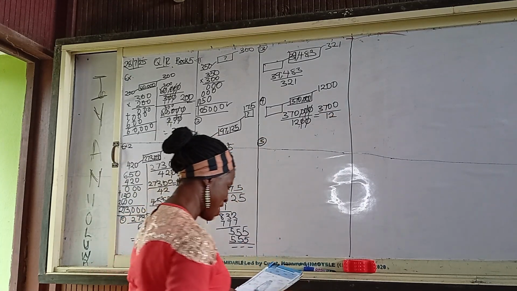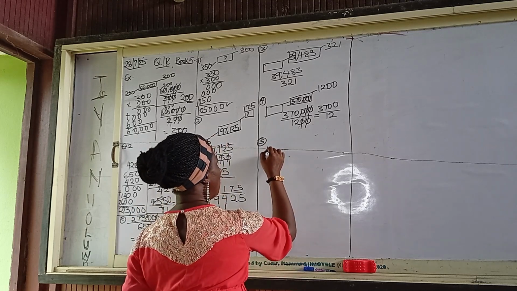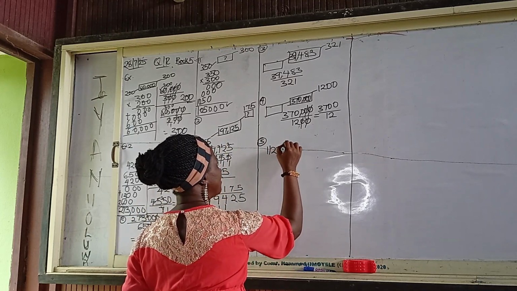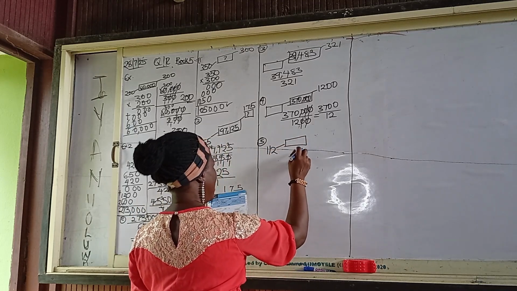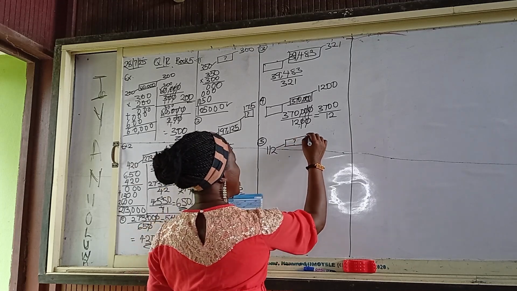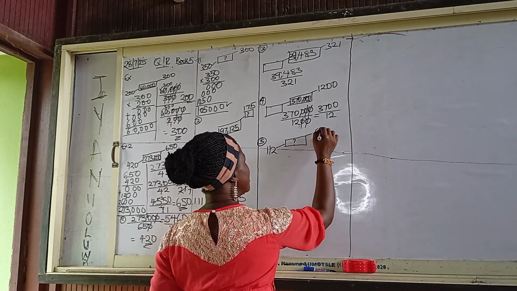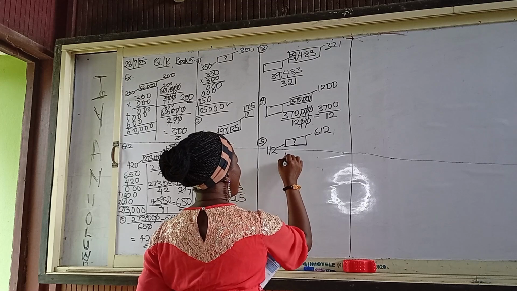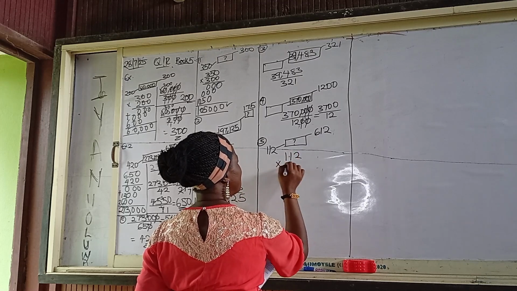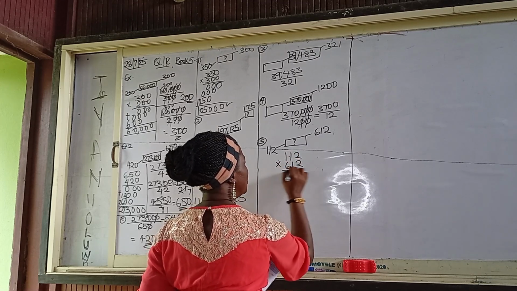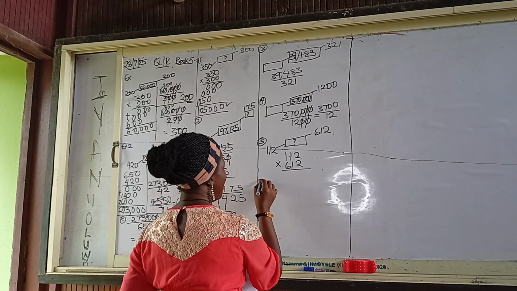So now to number 5 question. We are given 1, 1, 2. This time we are not given this part, and we are given this place to be 6, 1, 2. So what are you doing? That would be 1, 1, 2 multiplied by 6, 1, 2. And you get your final answer.